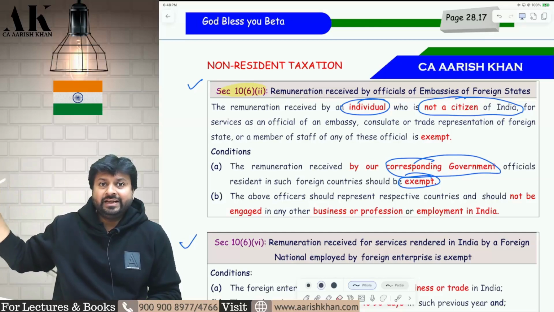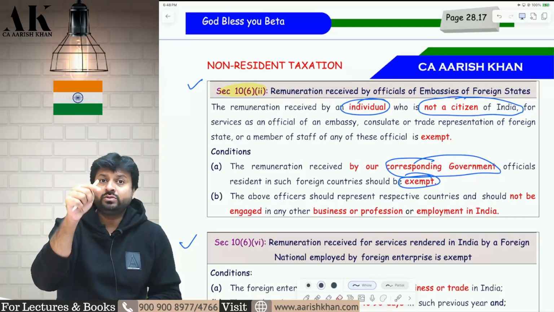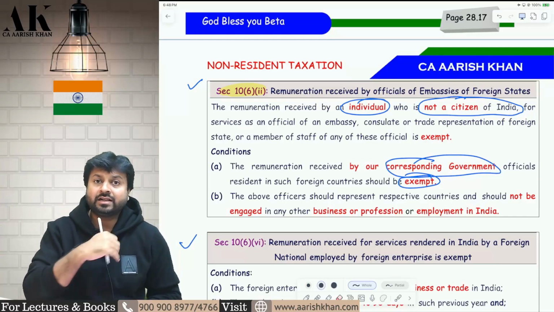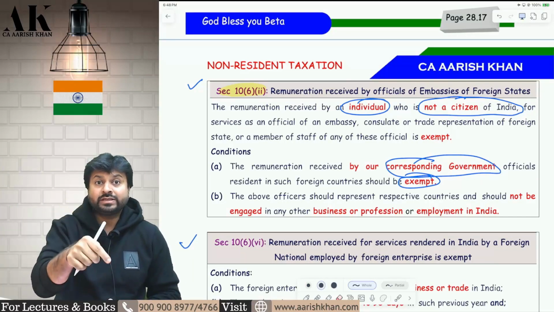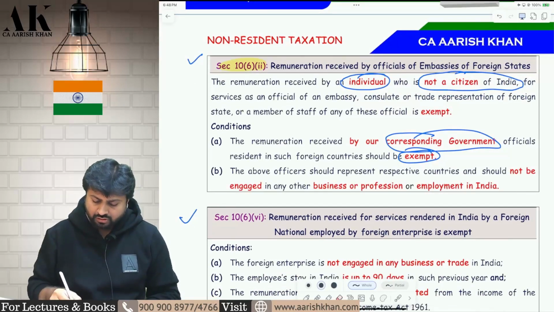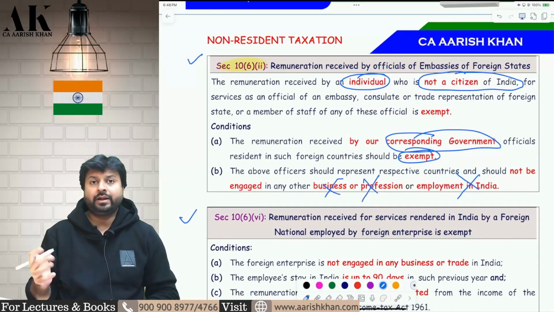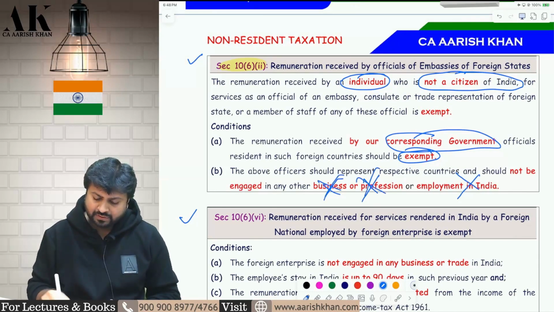So if the Indian citizens are getting exempted under the US tax laws, then the US citizens will get exemptions under the Indian tax law. Second, that US citizen who is working in the embassy should not be engaged in any other business, any other profession, and any other employment. He should not be engaged in any other business, profession or employment.